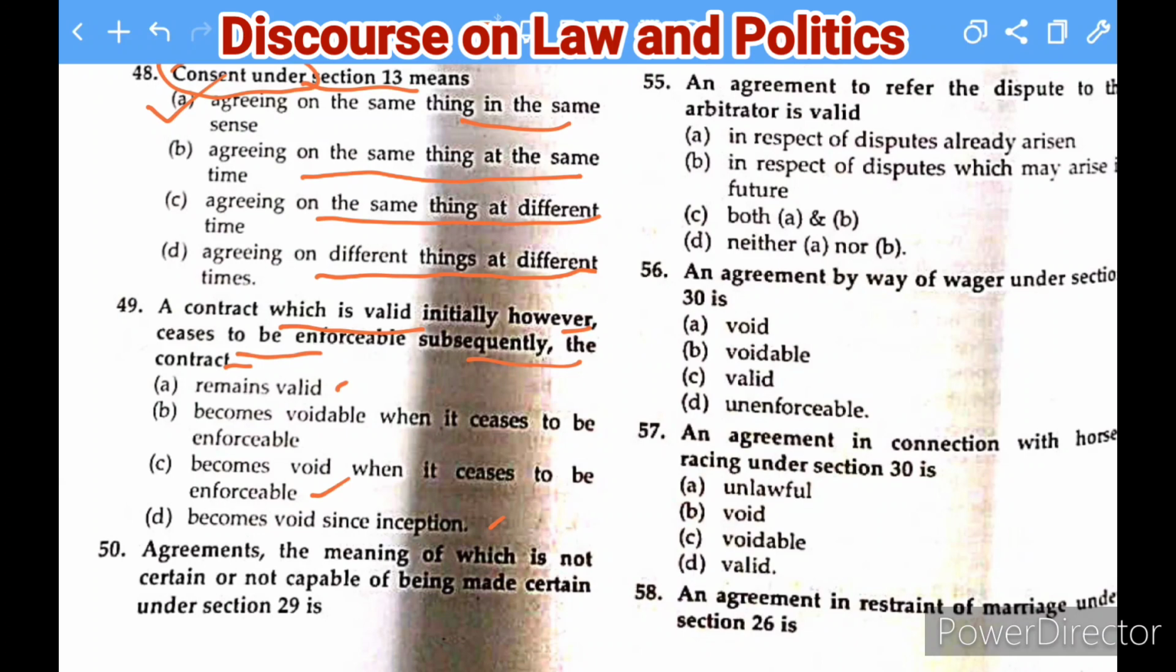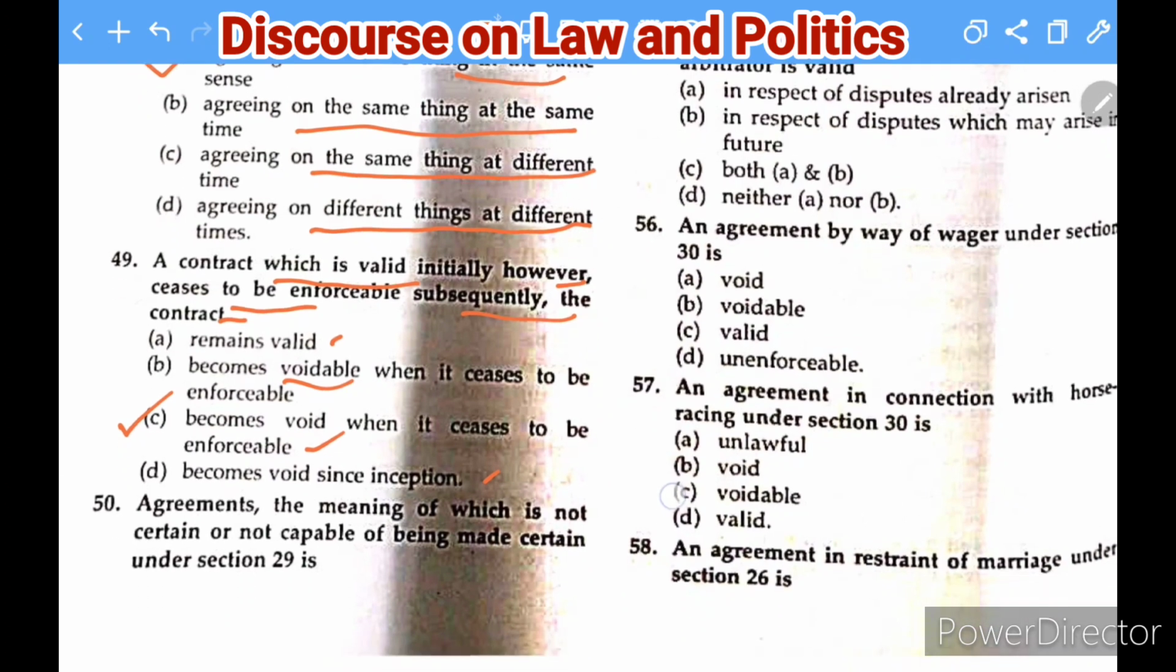A contract which is valid initially, however, ceases to be enforceable later on, in that case the contract would become void when it ceases to be enforceable, or it would be voidable. So the answer here is C. That means becomes void when it ceases to be enforceable.